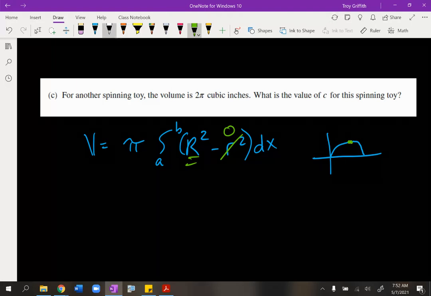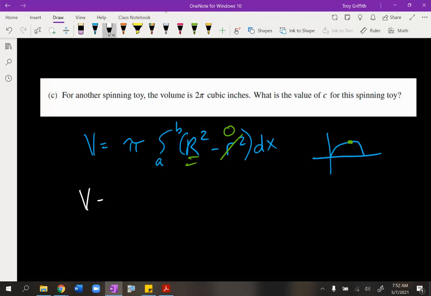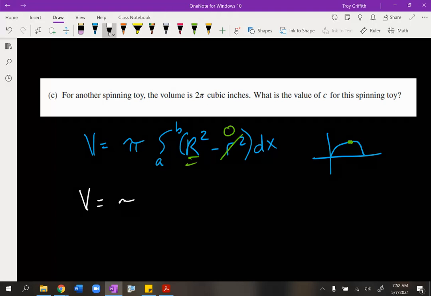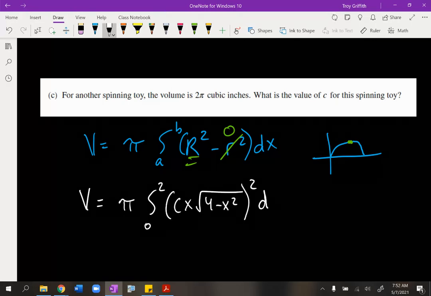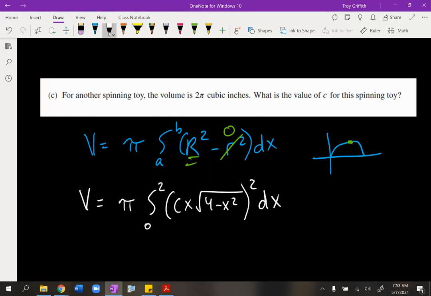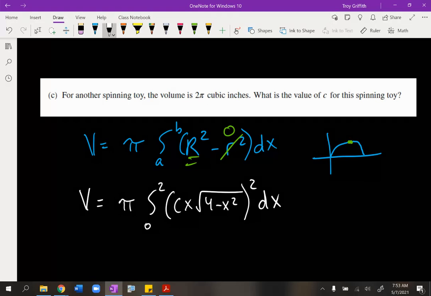So I'm going to go ahead and plug that in, and then we can start thinking about what this would look like. So for us, it's going to be pi times the integral from, we already know, from 0 to 2 of c times x times the square root of 4 minus x squared dx. Okay, so that's our integral for how we would figure out the volume of any of these shapes if we were to actually rotate them around the x-axis right here.